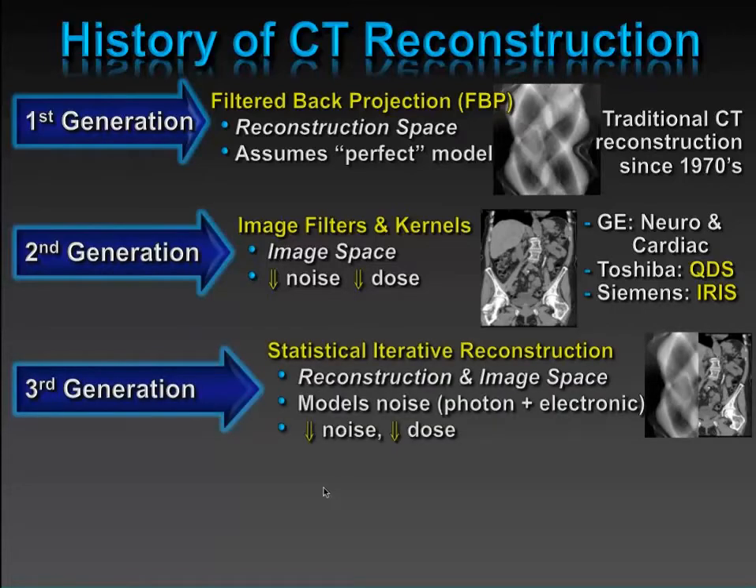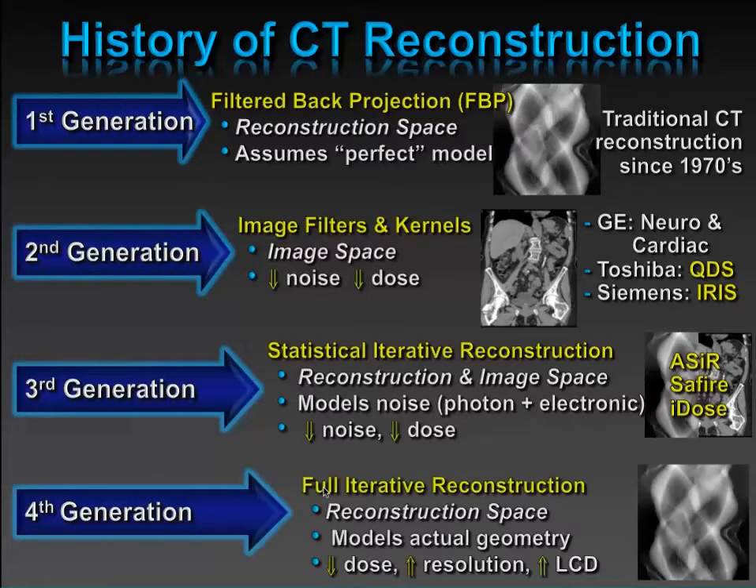Third generation are those statistical-based iterative reconstructions that use a combination of both reconstruction or raw data and slice data. And generally, they model both the statistics in the photon and the electronic noise, and you can get more substantial drops in noise and dose. And this is referred to as ASIR for GE, SAFIRE for Siemens, and iDose for Philips. And they all have about similar image quality and dose reductions.